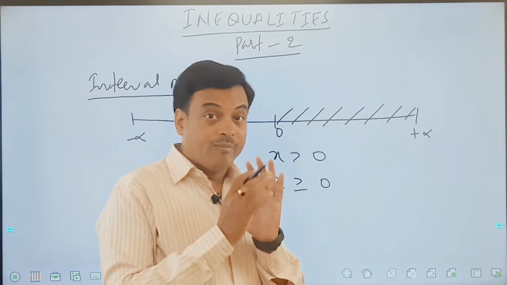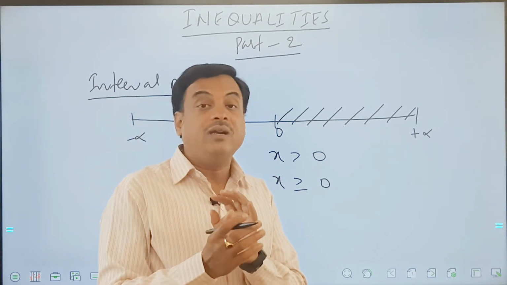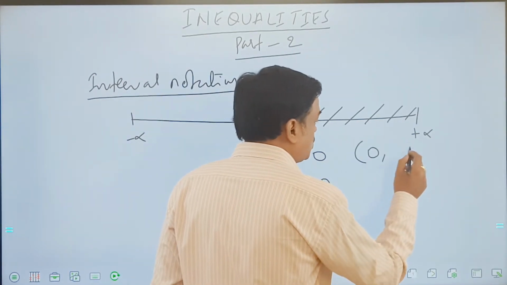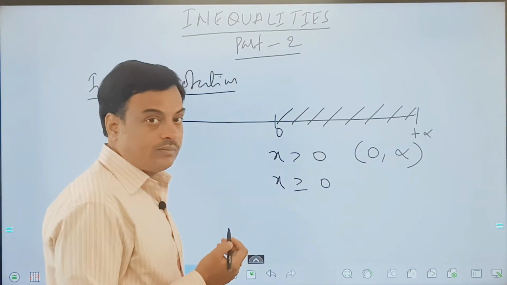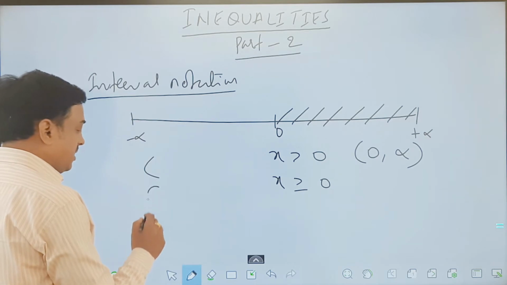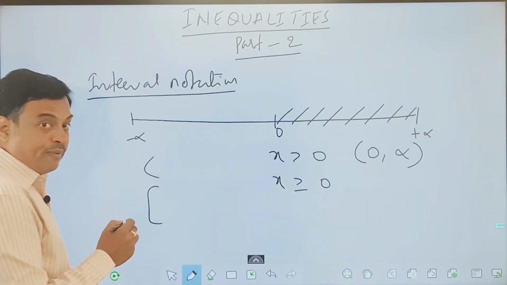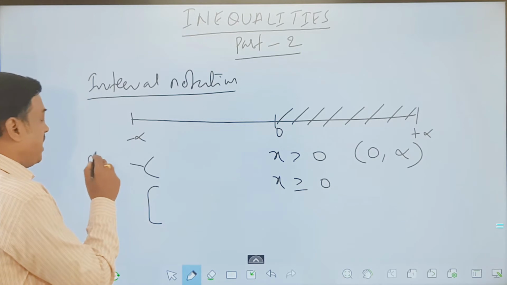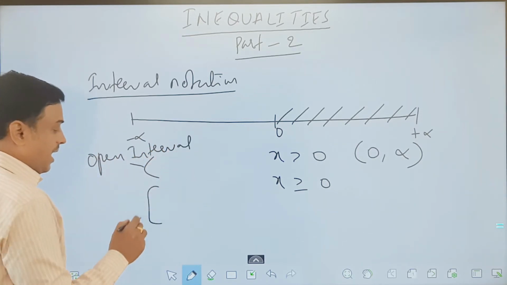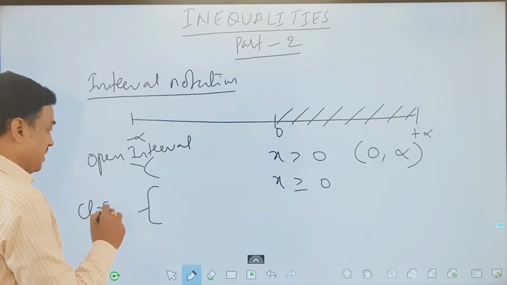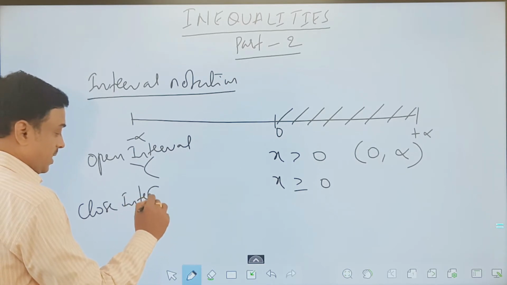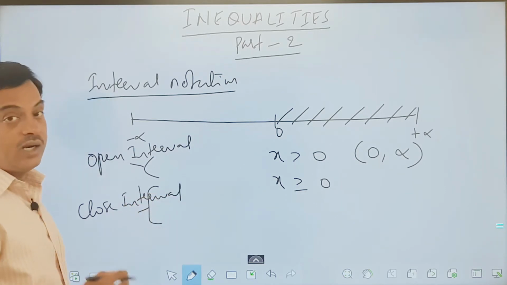And there is a defined method to write the same thing here. I would say this is 0 to infinity. Now, if you use the bracket in this form, there are two types of brackets in use. This is a curve bracket, which we call an open interval. And this is called a close bracket. Close bracket is called a close interval. Open interval and close interval.